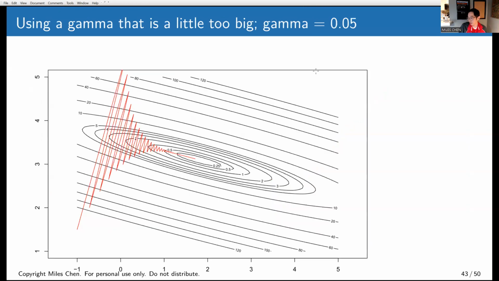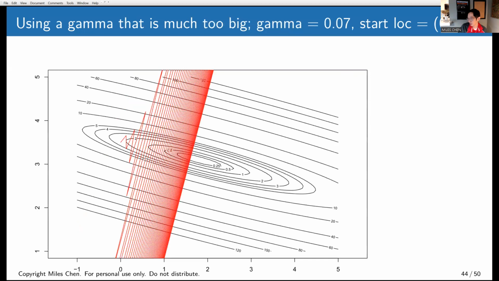Here's something where we ended up with too big of a gamma. It still converges and reaches the end, but our step size ends up being a little bit too big, and we end up bouncing back and forth on the bowl here. So we have this crazy zigzag pattern. If you end up with much too big of a gamma, it doesn't converge.